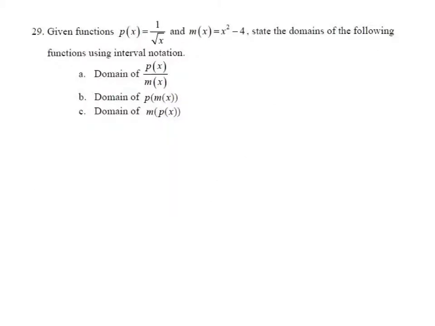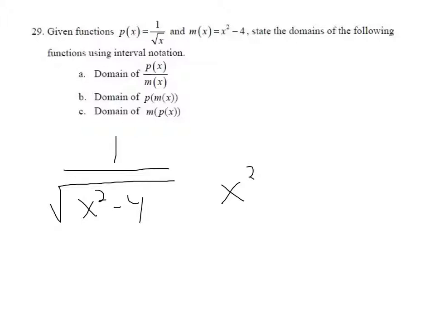So for part B, let's see, they want me to find that composite function. 1 over, let's see, p is the outside function. Square root of x squared minus 4. So I've got that embedded. So I know I can't take the square root of a negative number. I know I can't divide by 0. So basically what I'm going to ask myself is, when is x squared minus 4 greater than 0? Because it can't be equal to 0 and it can't be negative. So same deal.